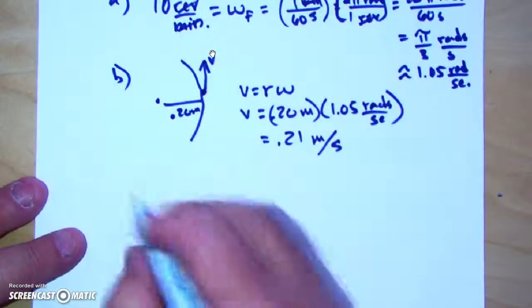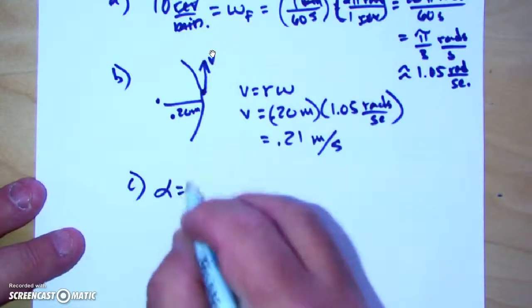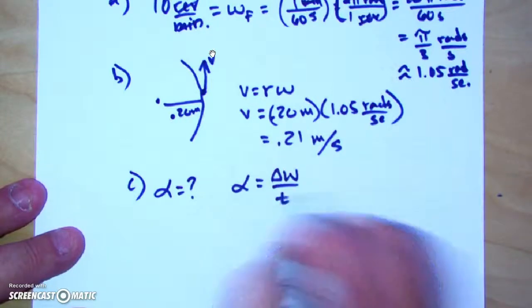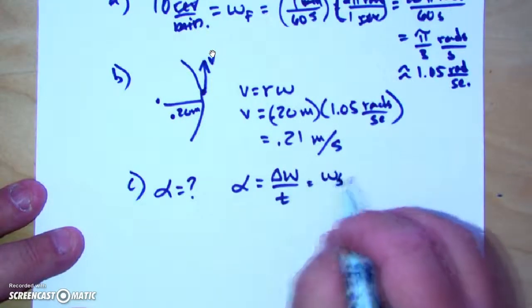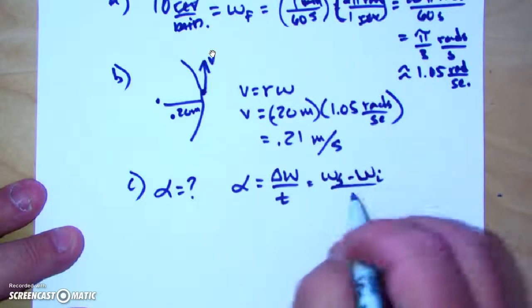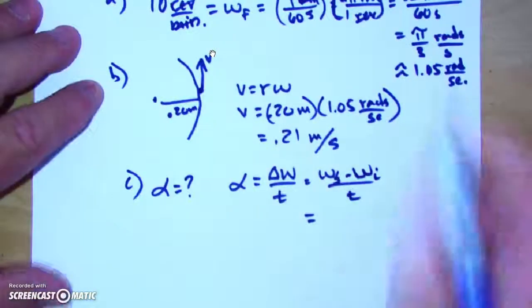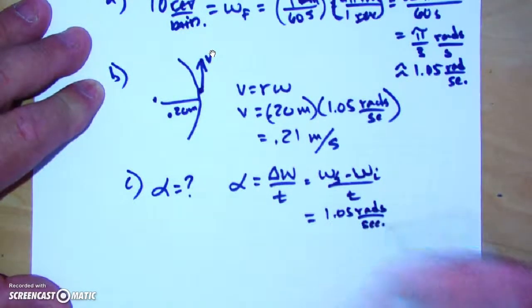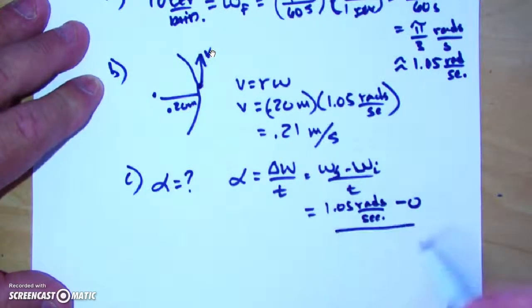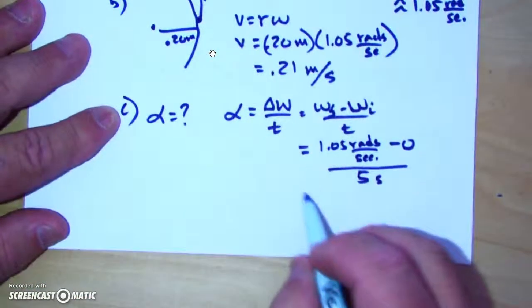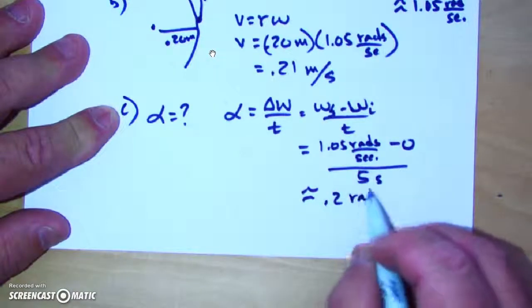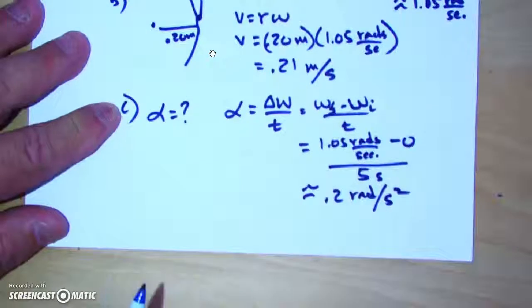So finally, the last thing I want to get is the angular acceleration. I want to get alpha. Alpha is equal to delta omega divided by time, which is omega final minus omega initial divided by time. Omega final we know is 1.05 rads per second minus 0 because it started at rest, divided by 5 seconds. 1 divided by 5 is approximately, I'm not going to do it with the calculator, 0.2 radians per second squared.